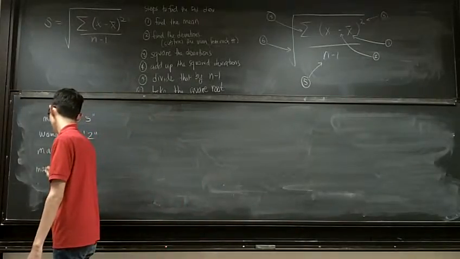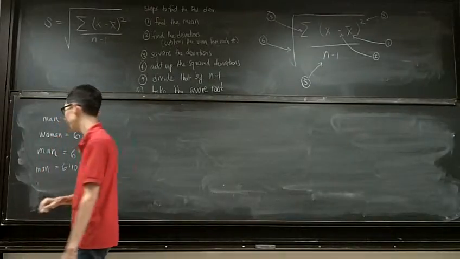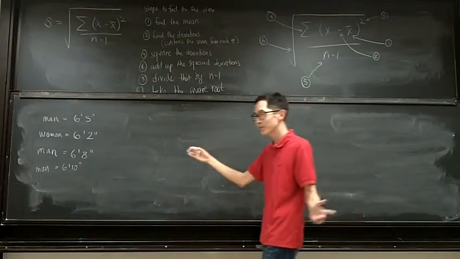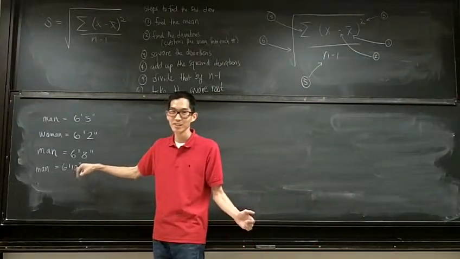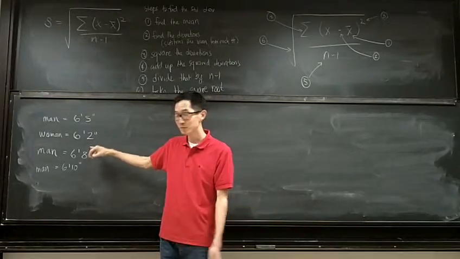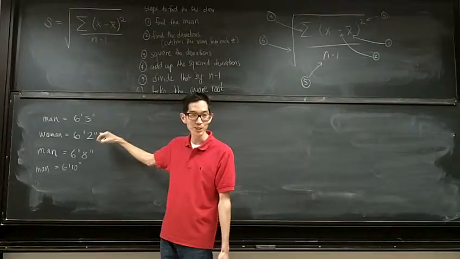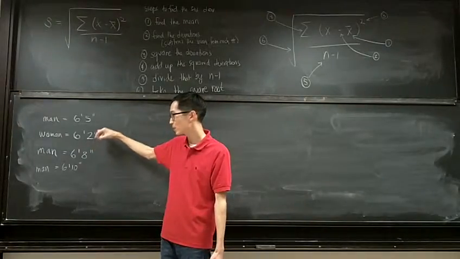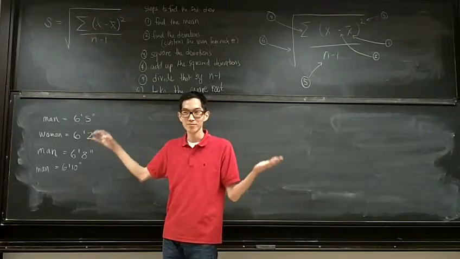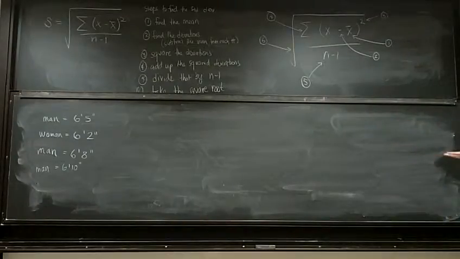Or what about a man who's... Someone else comes along and says, I saw a man and he is 6'10". Which is the most unusual of these? The man. Okay, the man who's 6'10", that's really, really tall. I'll give you that. This man who's 6'8", also very tall. And the woman who's 6'2", also very tall. But between the 6'2" woman and the 6'8" man, which one is more unusual? 6'2".